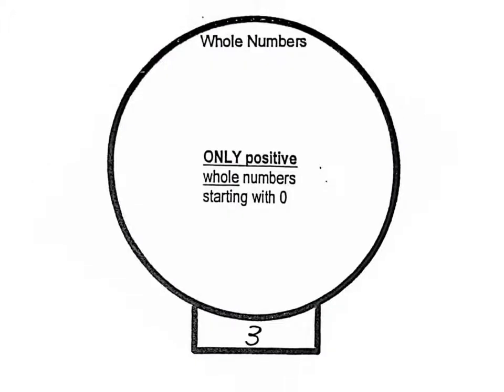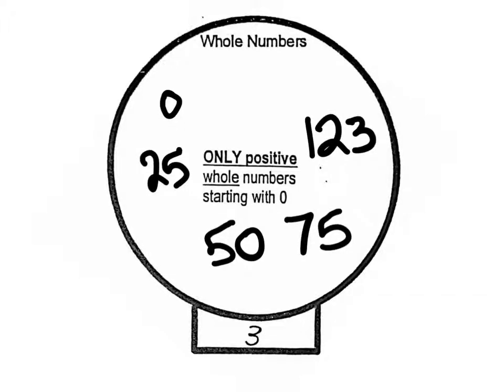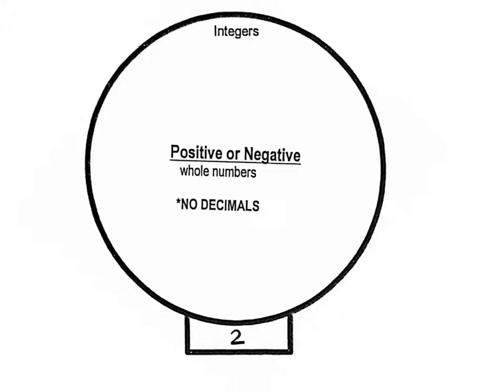The next group of numbers we are going to look at are whole numbers. The only difference between whole numbers and counting numbers is that it includes 0 as well. Some examples of whole numbers would be 0, 25, 50, 75, 123, and so on.